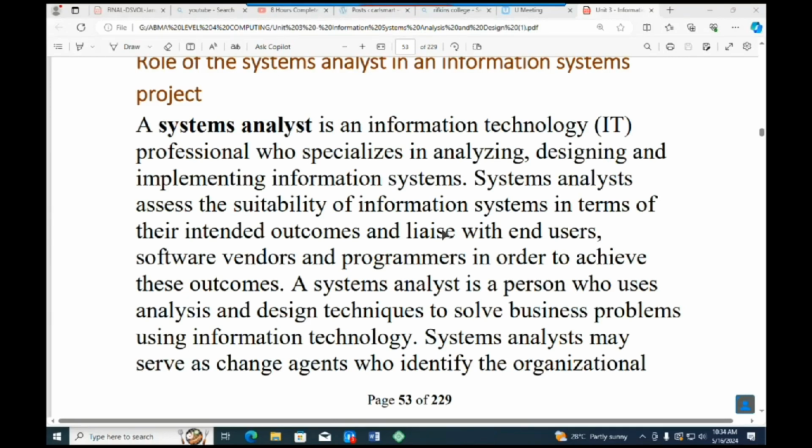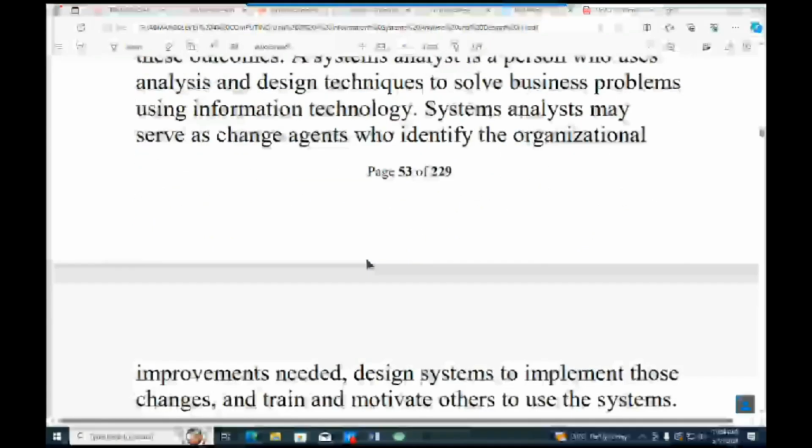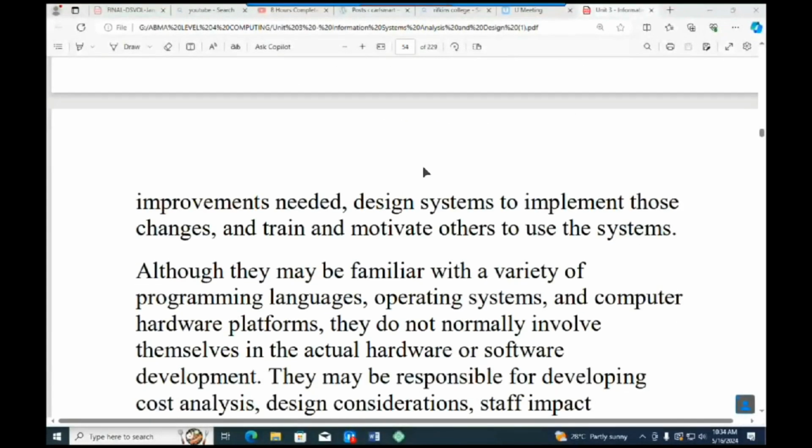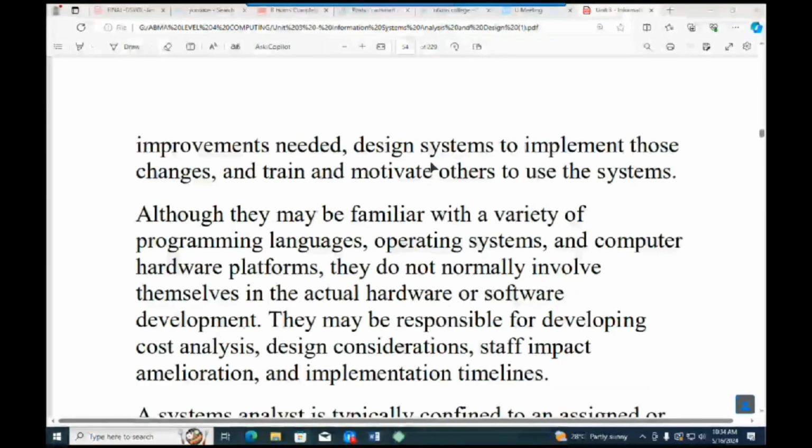Okay, we have other system analysts that can serve as change agents. Their work is to identify the improvements that are needed in the organization, then to design systems that can implement those changes. And more than that, they can train and motivate others to use the systems that have been implemented.